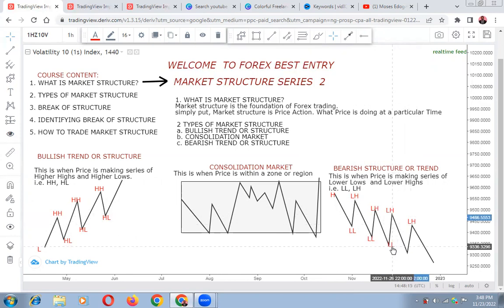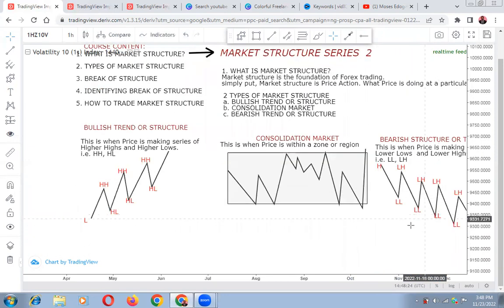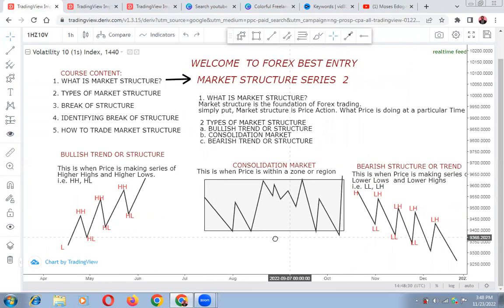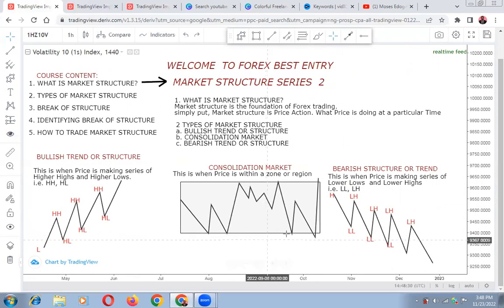This is a lower high because it's lower than this. And the market comes, gives you this low that is lower than the previous low, and then market is just moving in that order. This is what we call market structure. This is the first thing to be able to identify.